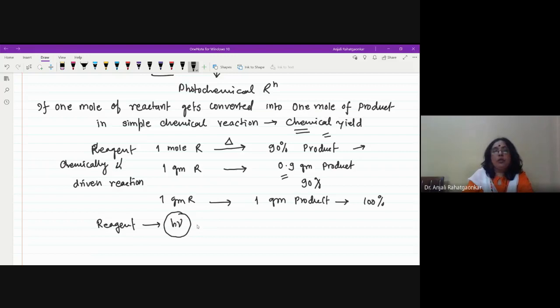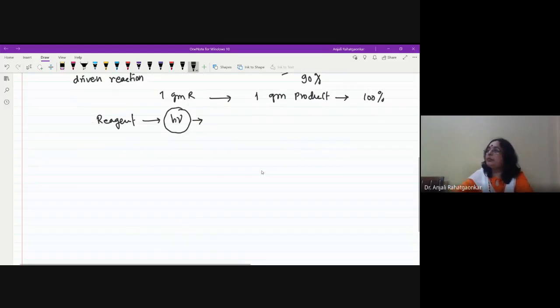Understand? So in a simple chemical reaction, if the reaction is chemically driven, we use a chemical in the form of reagent, and if we have 1 mole of reactant, the conversion is 90%. That type of yield is called chemical yield. Now let us see what is the meaning of quantum yield. What is the meaning of quantum yield?